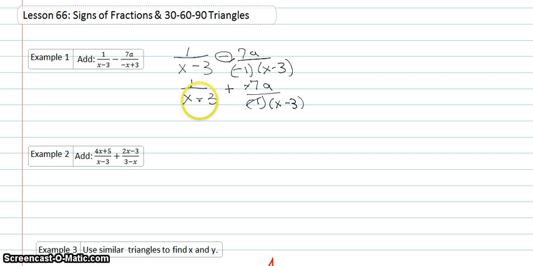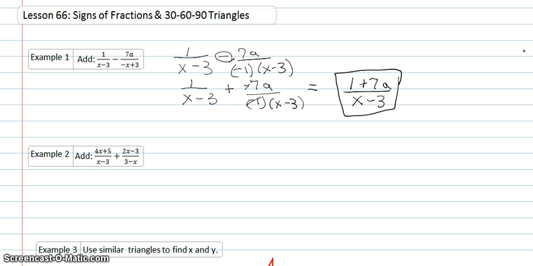So now I have the same denominator, and I'll just need to add the numerators together. So this will be 1 plus 7a over x minus 3. And then that would be our answer, because all we can do really is make them into one big fraction. We're not going to just have a number or a single digit as our answer. This is going to have some variables in it.